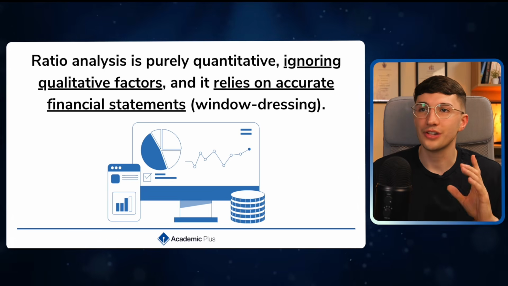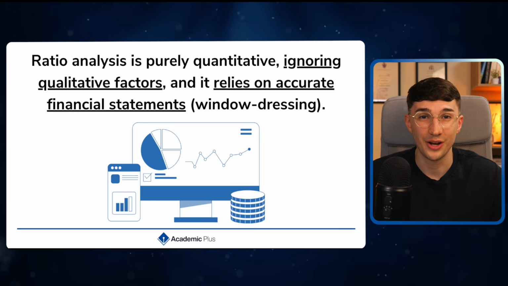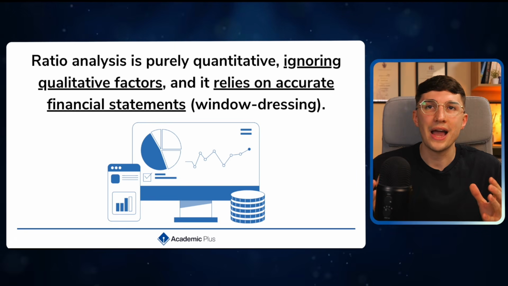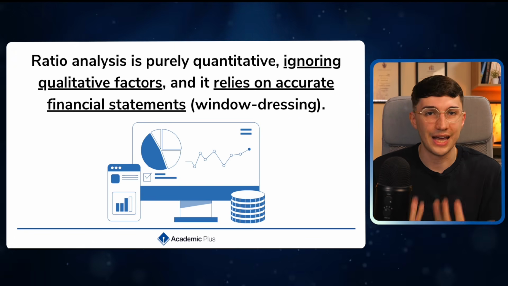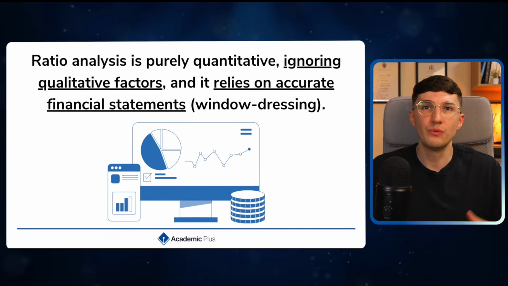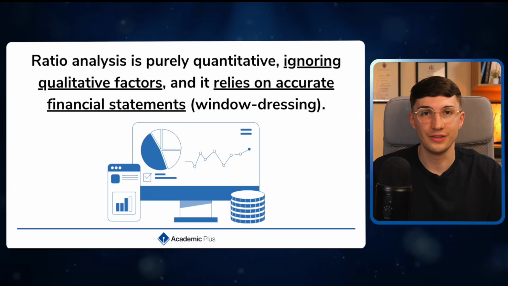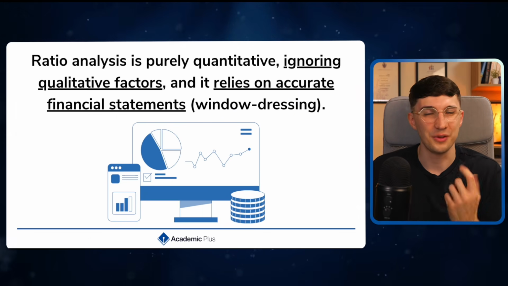It also relies on accurate financial statements. We have this issue in accounting of window dressing, which essentially means the accounts may look better than they actually are by bringing potential revenue further back. So essentially revenue that I may record next year, I'm actually going to record in this year so the operating profit looks a bit more healthy.